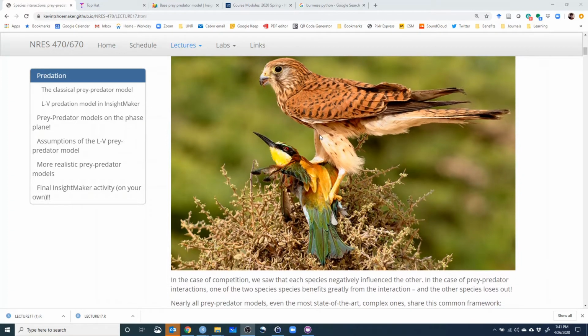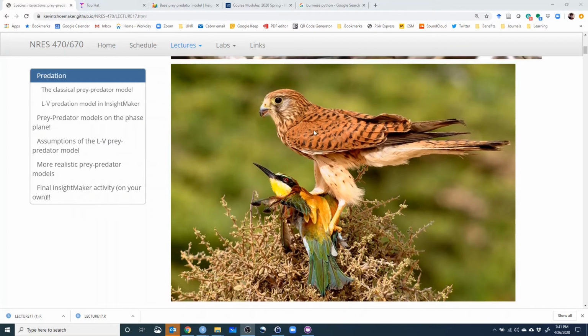So in this final lecture of the semester, we're going to talk about prey-predator interactions, how to model them, and how prey-predator systems can be stable or unstable. And we'll have a chance to do some hands-on modeling of prey-predator systems. We're just going to scratch the surface because prey-predator interactions is a topic that is at the forefront of modern population ecology, and models get quite complex quite fast.